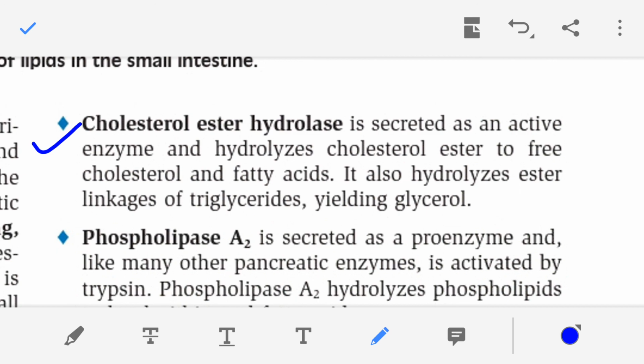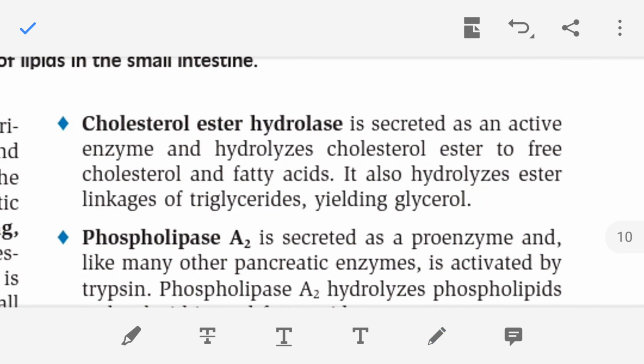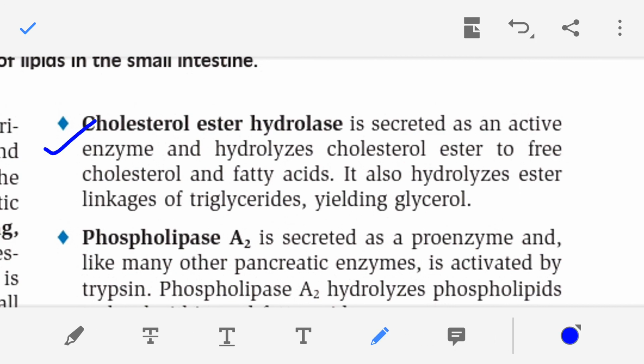Now, the cholesterol ester hydrolase is secreted as an active enzyme, and it is hydrolyzing the cholesterol ester to free cholesterol and the fatty acid. And this enzyme also hydrolyzes the ester bond, the ester linkage of triglyceride, and this can remove all three fatty acid, and then this can provide the glycerol. So triglyceride can be acted upon by this cholesterol ester hydrolase. All three fatty acid can be removed from the triglyceride, and we can have the molecule of glycerol by the action of cholesterol ester hydrolase enzyme on the fat.